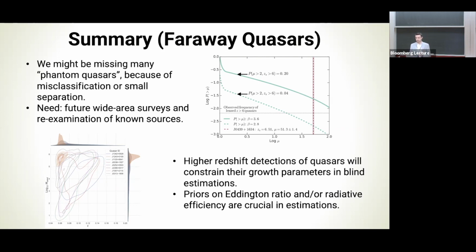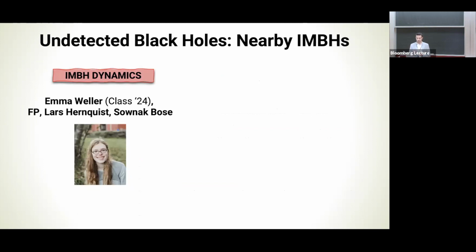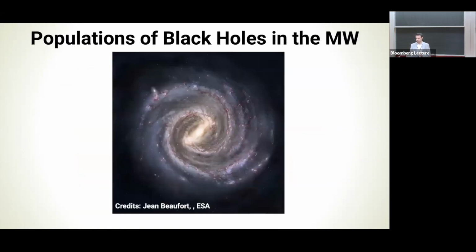Now, in the last 10 minutes, I wanted to describe 2 projects that I did with 2 incredible students this summer, and they are related to possibly nearby intermediate mass black holes. The first project is about IMBH dynamics, and this was led by Emma Weller, class 24, in collaboration with Lars Ehrenquist and Sona Bose. And the second one was related to the irradiation properties of these sources, led by Brian Seapol, class 23, with Ramesh and Don Pesce.